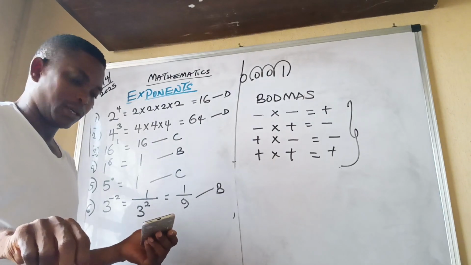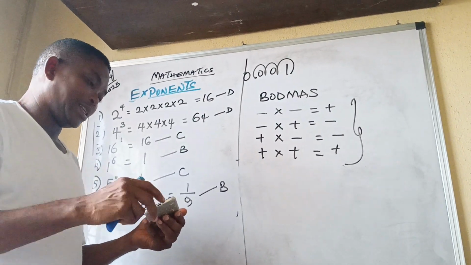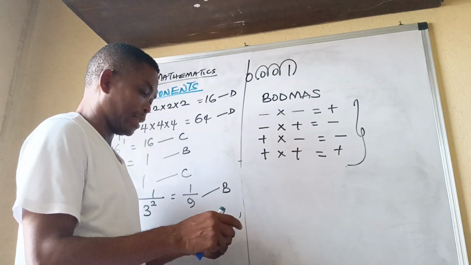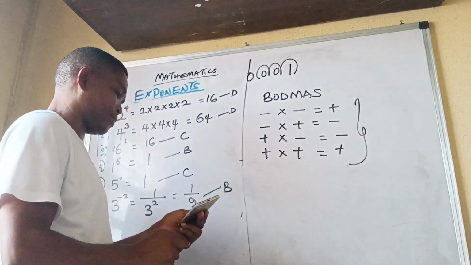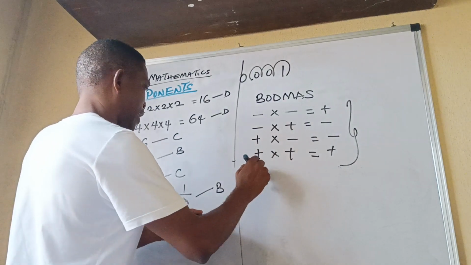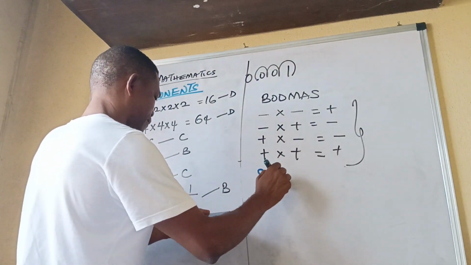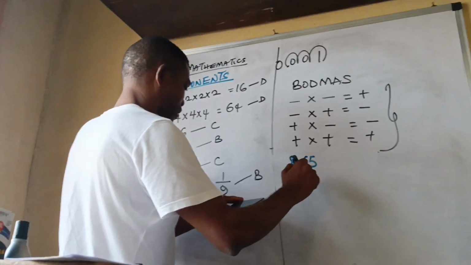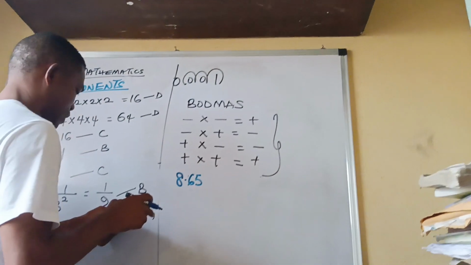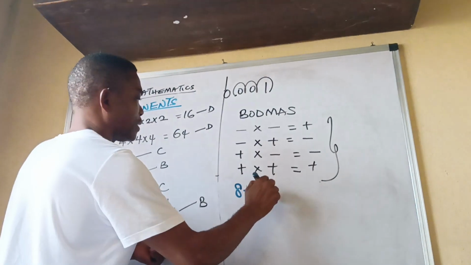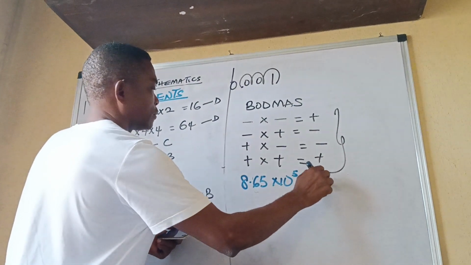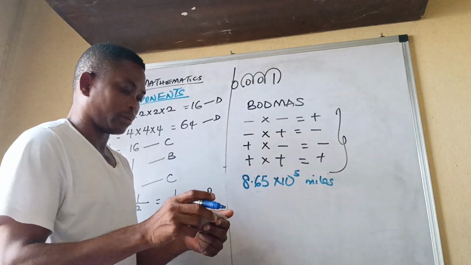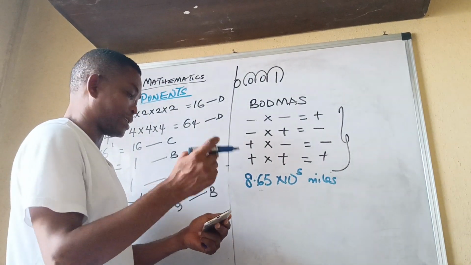Question 7. Question 7 says the distance across the sun, its diameter, in scientific notation is 8.65 times 10 raised to power 5 miles. That's the distance across the sun in scientific notation or in standard form.